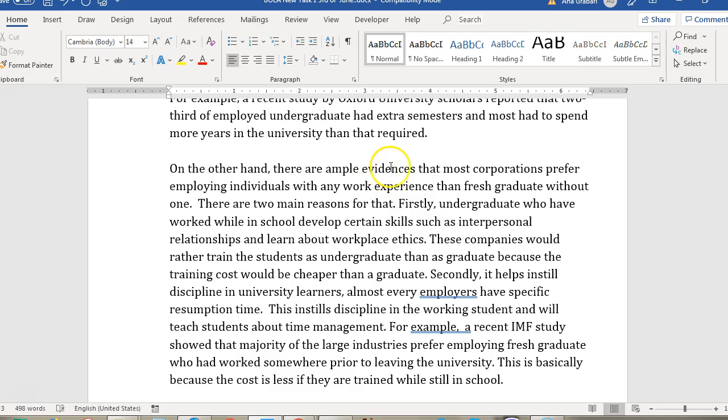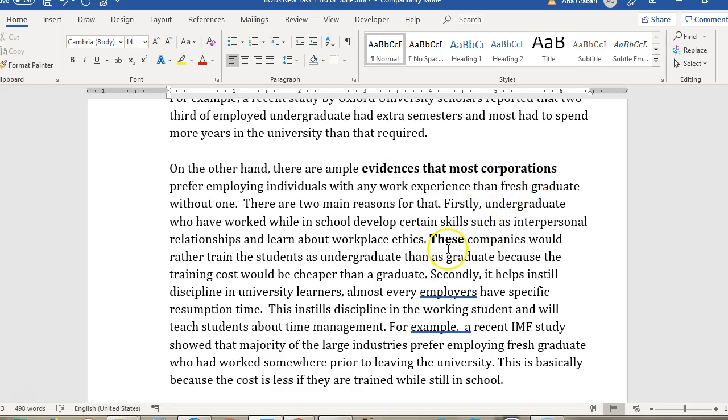Firstly, undergraduates who have worked while in school develop certain skills such as interpersonal relationships and learn about workplace ethics. Okay, great. These companies would rather train, which these? If you say these, you refer to companies that you have mentioned before, but I'm not sure if you refer to the most corporations here. This is way too far, so perhaps you should say simply companies.